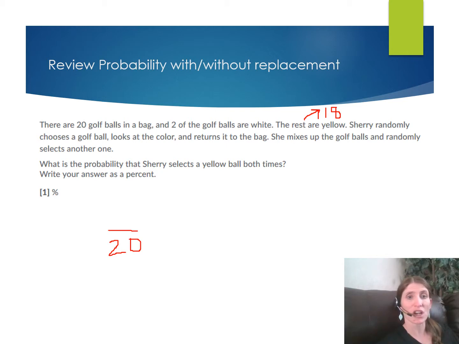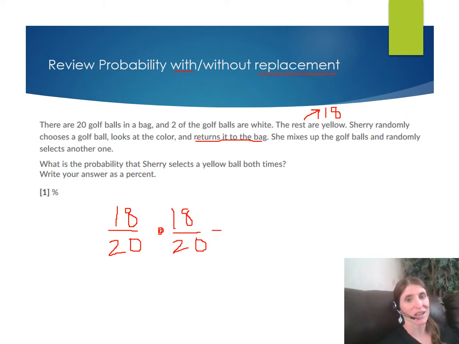Sherry randomly chooses a golf ball, looks at the color, and returns it to the bag. There's our key: returns it to the bag. Therefore, this is with replacement. She mixes up the golf balls and randomly selects another one. What is the probability that Sherry selects a yellow ball both times? How many yellow balls are in the bag? We discovered it was 18, so 18 goes on top. I put it back in, so I still have 20 golf balls and still 18 yellow. So my second probability is still 18 over 20. And then, of course, we multiply.